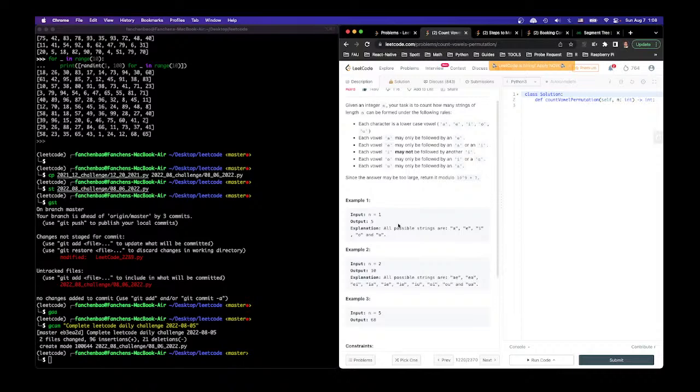So if we start with 3, from A, I can only go to E, so that's 2. From E, I can start with A and I, so I look for A and I, that's 5. For I, that's just 1 plus 2 plus 2 plus 1, which is 1, 2, 3, 4, 5, 6. O is I and U, which is 5, and U is A, which is 1.